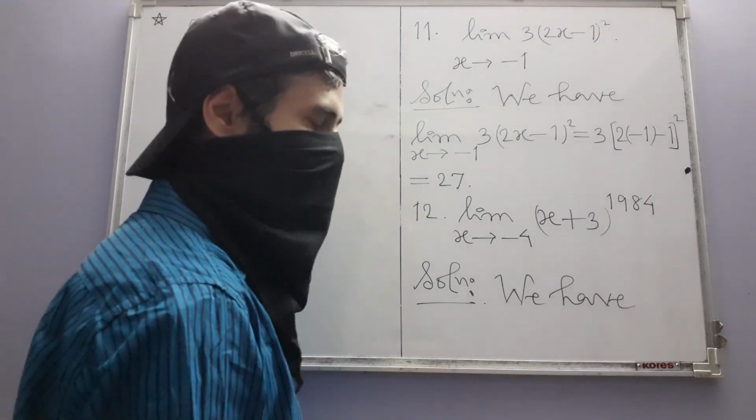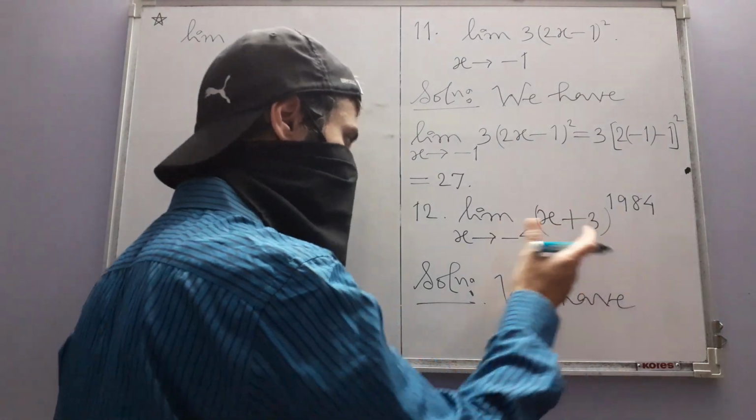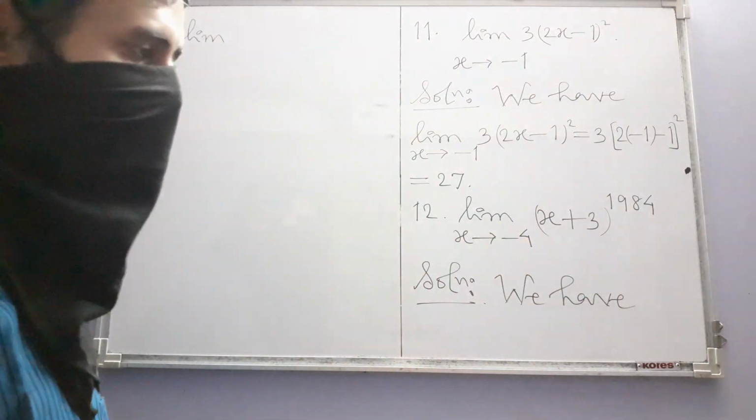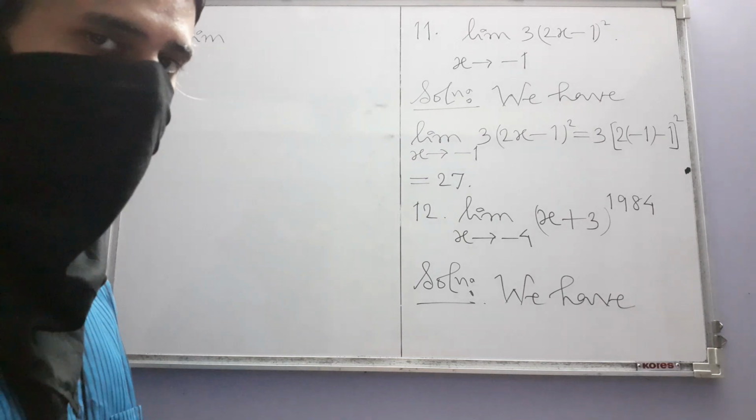But there is no need actually. In this form itself, you can put x equal to minus 4, because after all it's a polynomial. That's why.